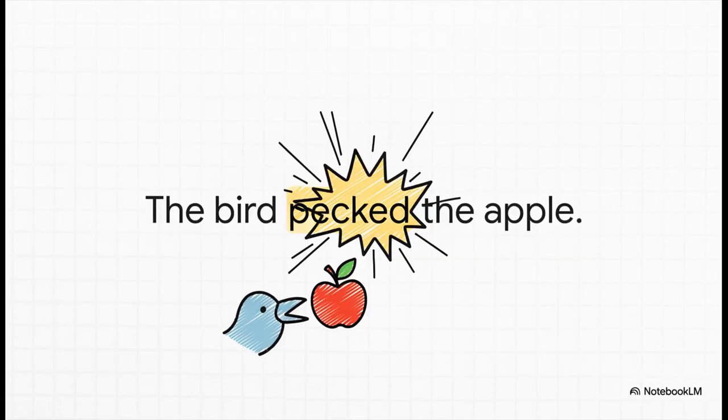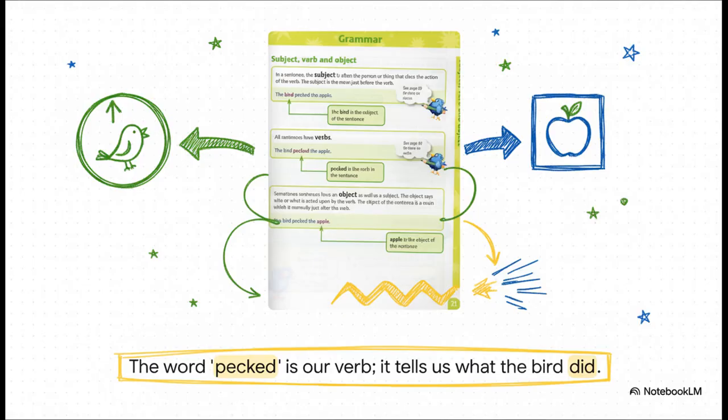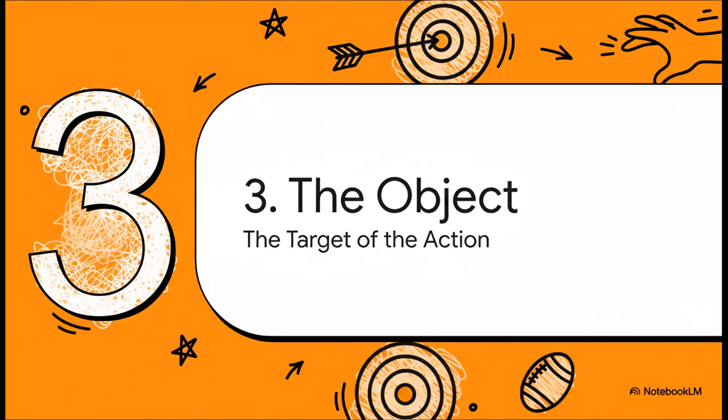So let's jump back to our sentence. What action did our bird actually do? Well, it pecked. See how that one word just brings the whole thing to life? And yep, if we check out the diagram again, it zeroes right in on pecked as our verb. It's that vital link that connects our subject to the rest of the idea. So now we have the doer and we have the action. We're getting close. So the bird pecked.